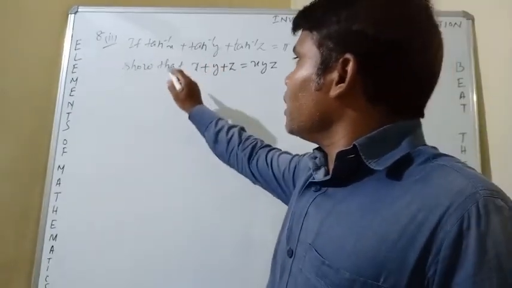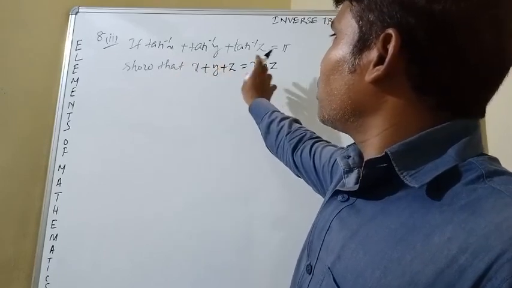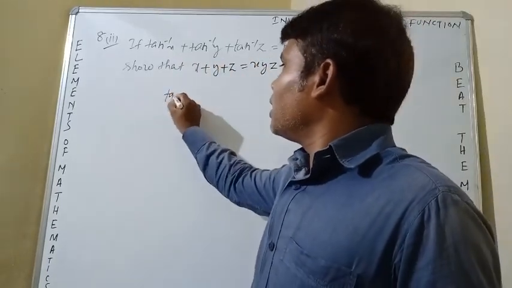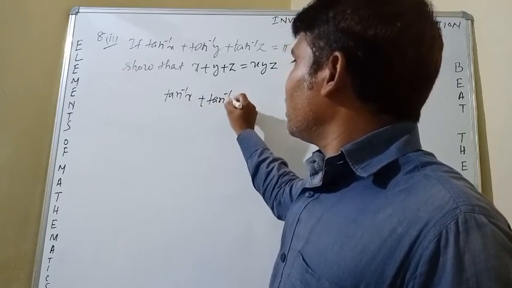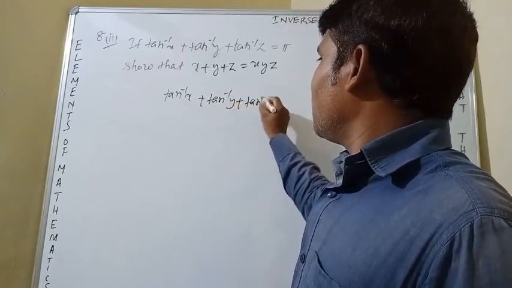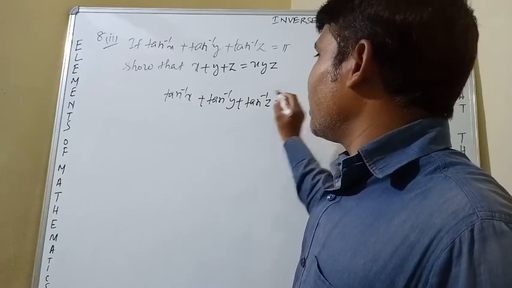Today I want to discuss some problems on inverse trigonometric functions. The question is: if tan inverse x plus tan inverse y plus tan inverse z is equal to pi, that means given tan inverse x plus tan inverse y plus tan inverse z is equal to pi.